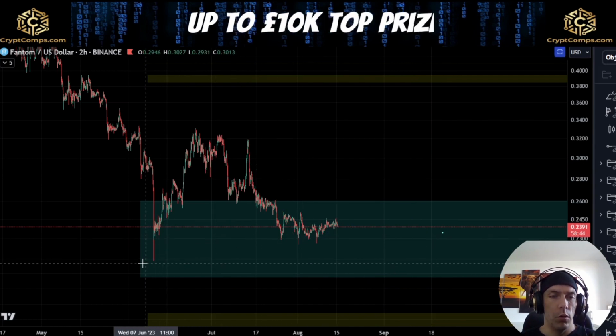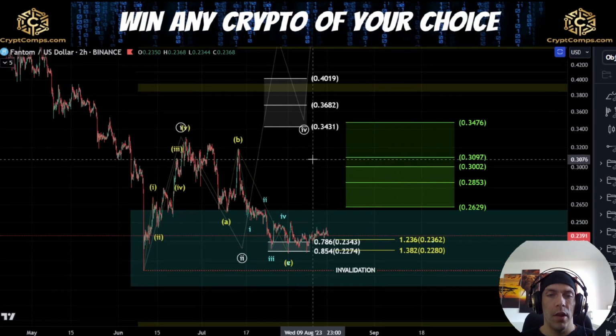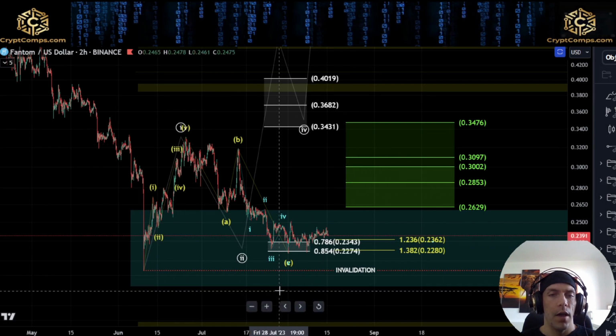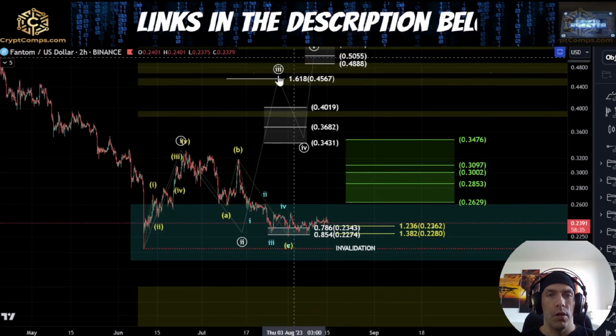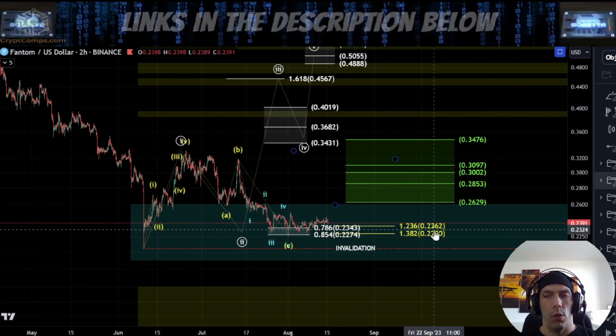But as long as we hold this low here, we do have the potential for this impulse to play out, but we really need to start to see this developing, this third wave, and this third wave needs to push up to this 4567. Otherwise, it starts to fall apart.